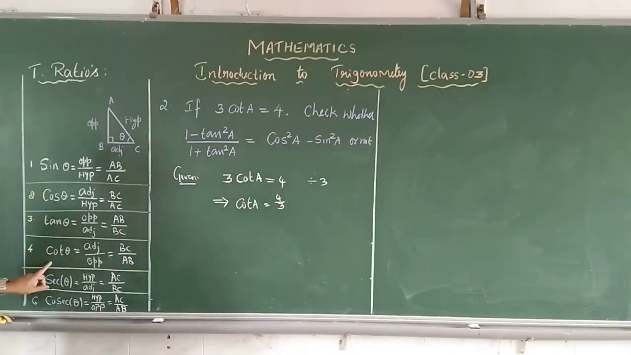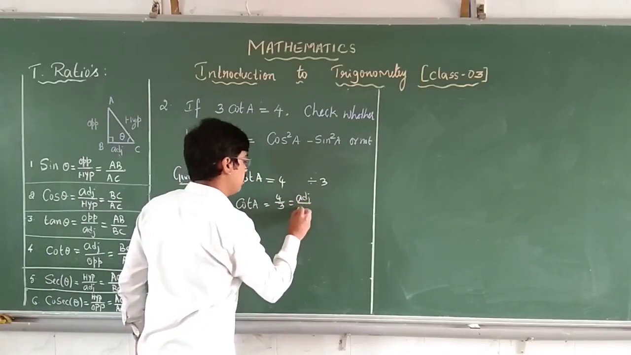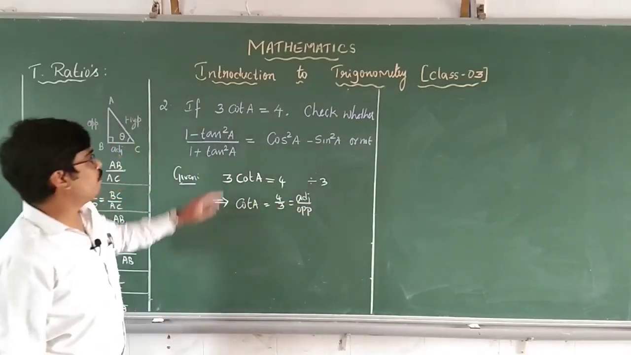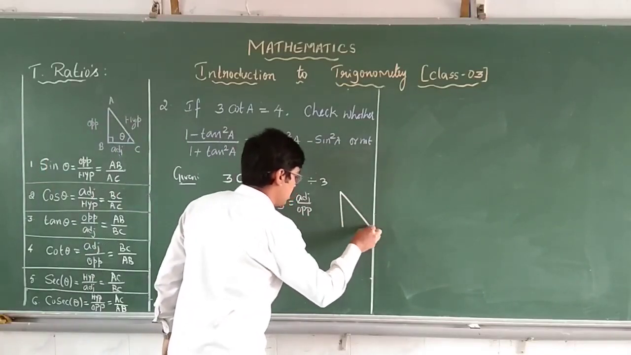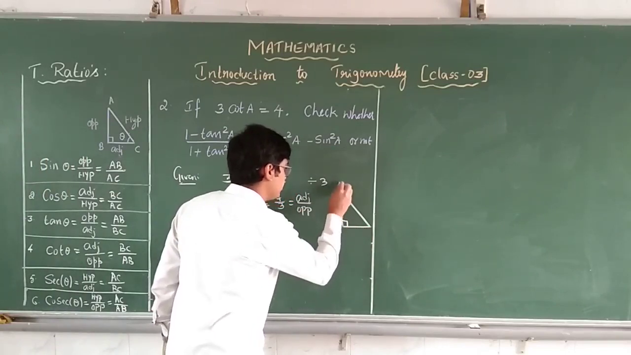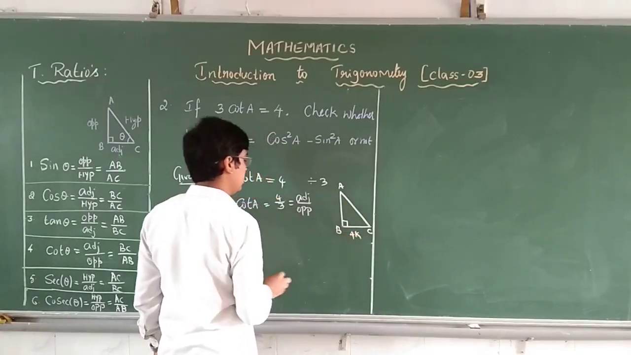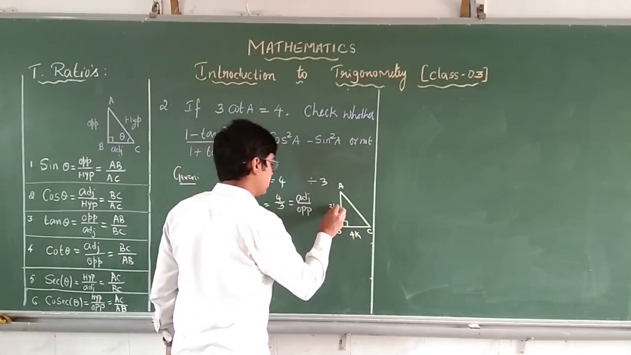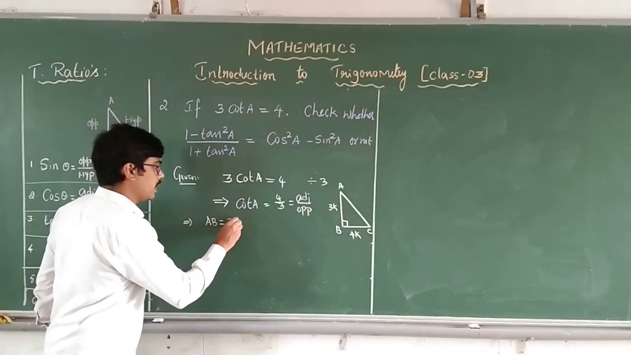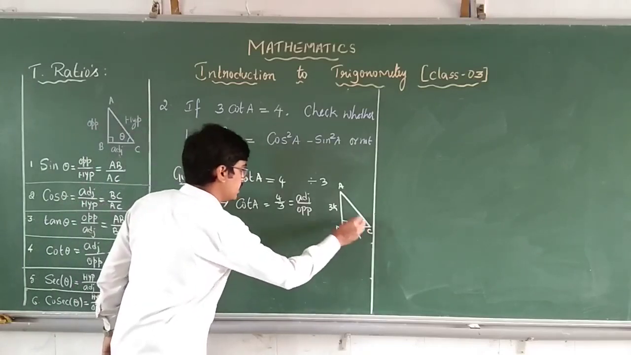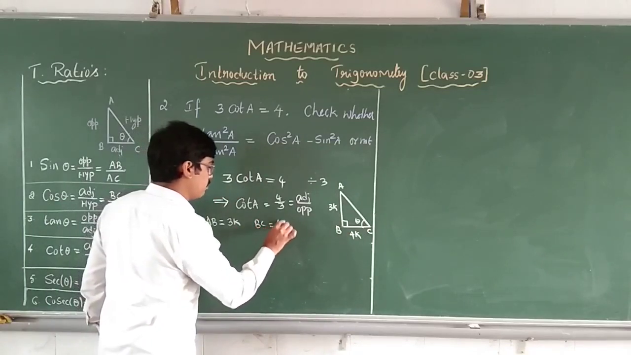Cot is what? Cot is the ratio of adjacent to opposite. So by using these two values, find the values of tan and sin. So let me draw a right angled triangle ABC, right angled at B. Here the given adjacent side is 4k, opposite side is 3k. So I can say AB is equal to 3k, the opposite side because I have taken this as theta, and adjacent side BC is equal to 4k.